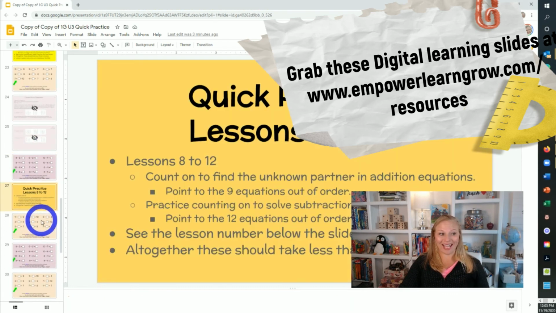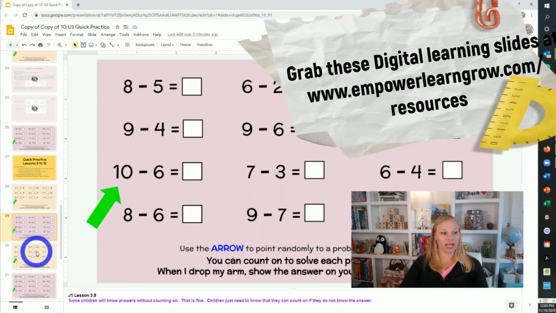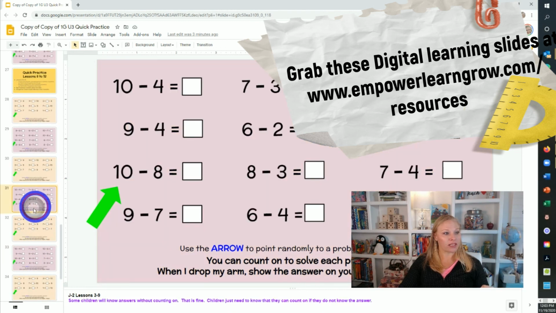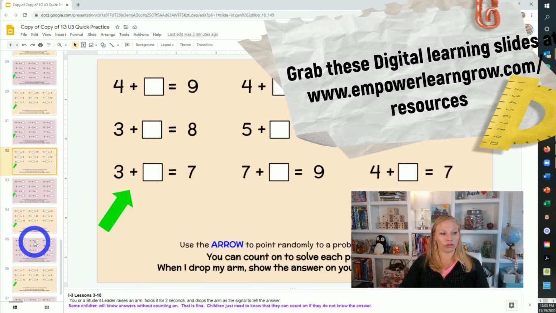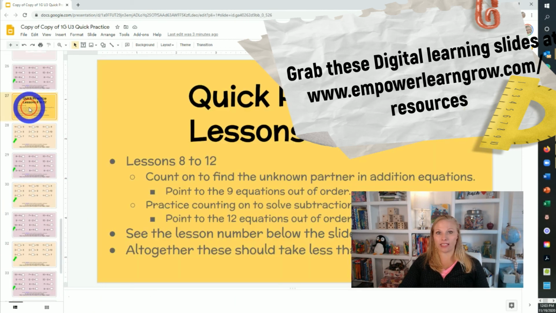When you get to Lesson 8, you're going to continue counting on. We've done this, subtraction, counting on, and then you'll notice that just keeps repeating itself over and over again. So now you have several days from Lesson 8 to 12 where you repeat that same thing, counting on with addition and then counting on with subtraction.